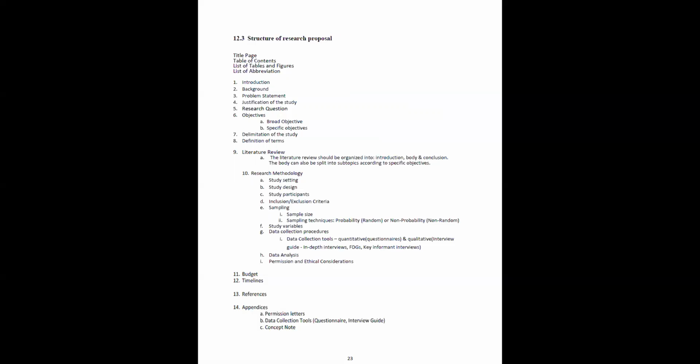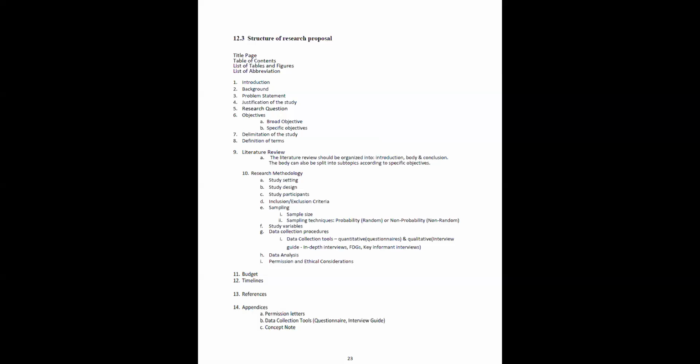Remember, in the concept note, you are just writing those things briefly, but in the proposal, you are now expanding. You start with the setting, you write more, you start the design, you start the participants: who are you going to include in terms of sampling, and we will discuss this in detail. Remember, in research, you don't study the whole population, but you take a small sample which you use for your population. Then you do your study variables.